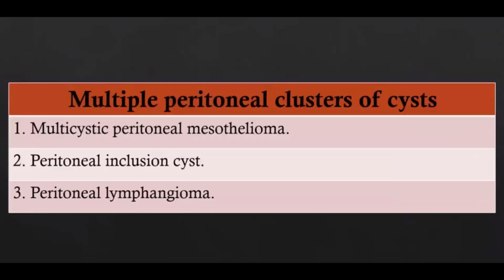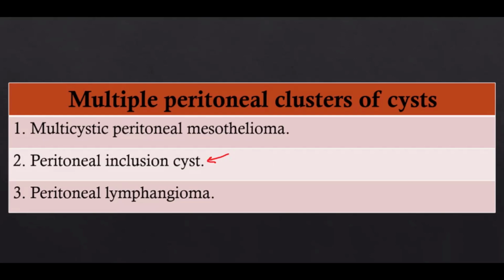Once we have a peritoneal cyst or cluster of cysts, we have three main differential diagnoses. Either multicystic peritoneal mesothelioma, which is a benign tumor, as we said before, and we have also peritoneal inclusion cyst. Most likely peritoneal inclusion cyst located at the pelvis is secondary to pelvic inflammatory disease, maybe salpingitis, maybe endometriosis, making adhesions in the pelvis. And secondary, we have peritoneal inclusion cyst.